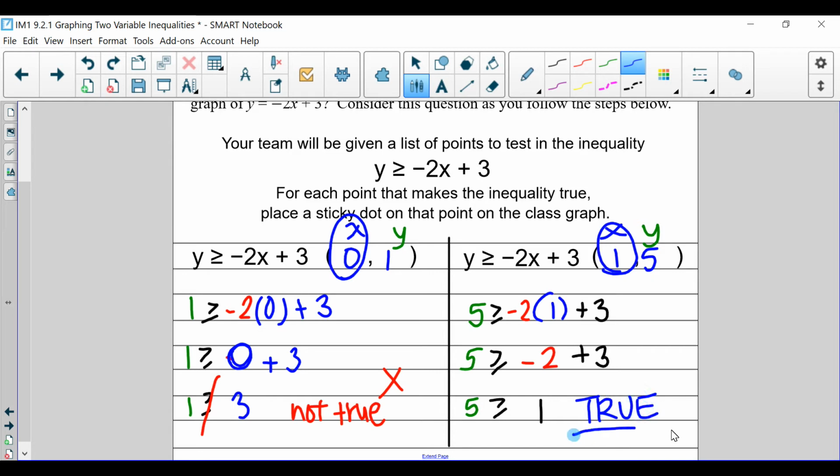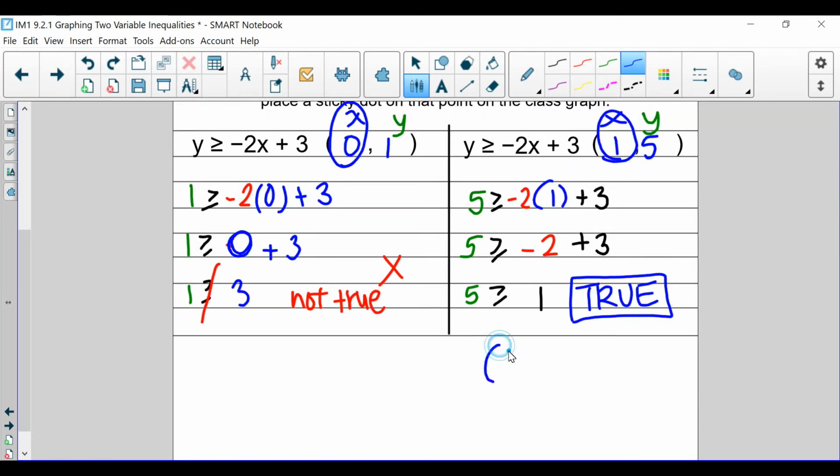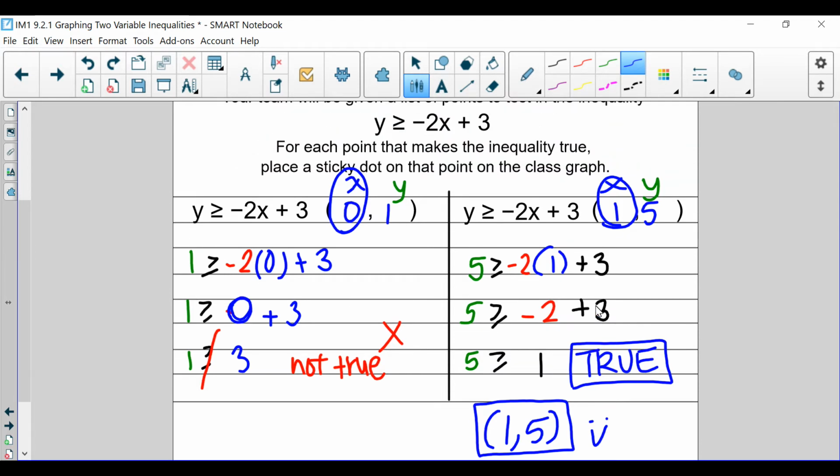Since it is true, what is a solution to this inequality? A solution to this inequality is going to be 1, 5. So this means that it works out. This means that it's true. It's a point on the inequality that makes it true.